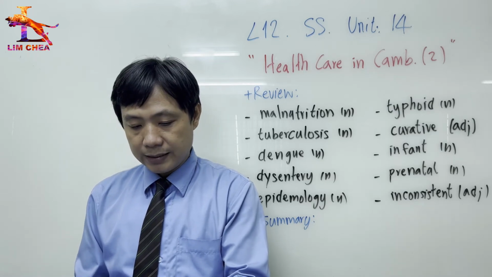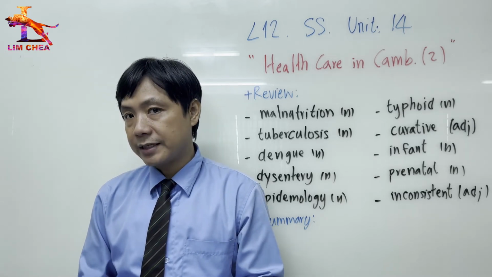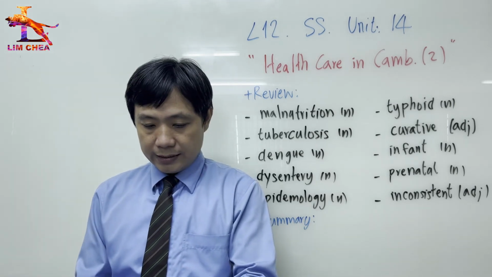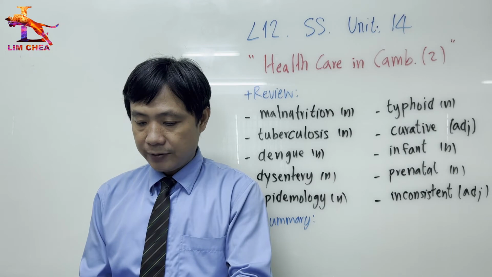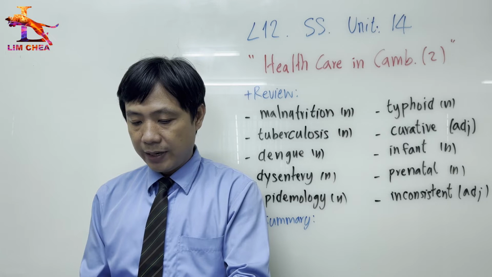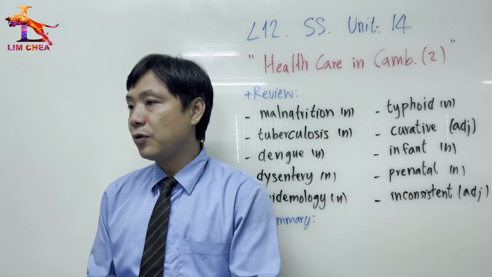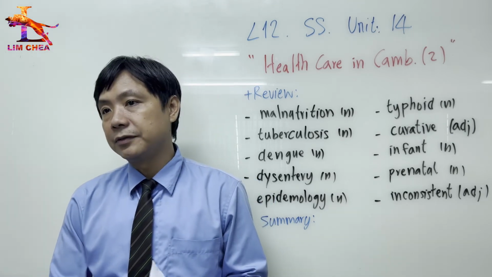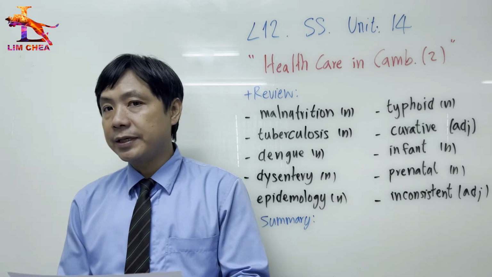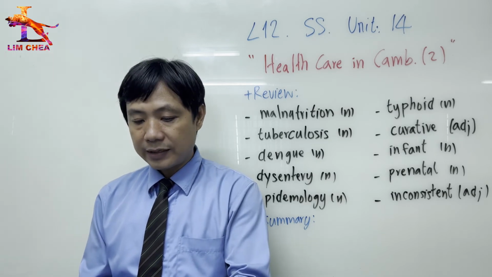Another word is typhoid. We can pronounce it typhoid here. It's an infectious bacterial fever with an eruption of red spots on the chest and abdomen and severe intestinal irritation. We can say typhoid fever, a very severe fever, similar to dengue. So what does it mean in Khmer? Same.